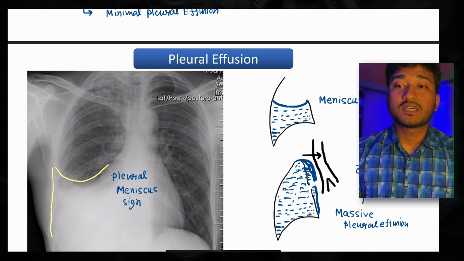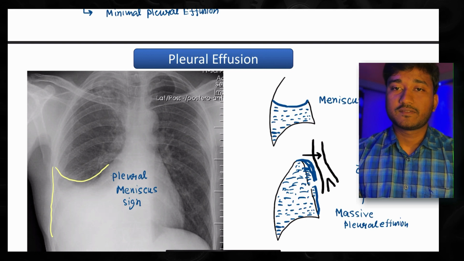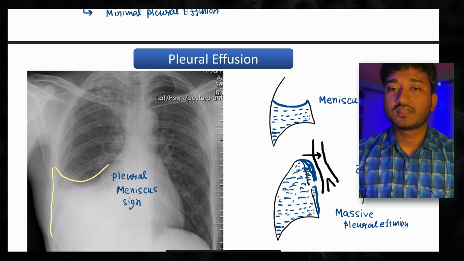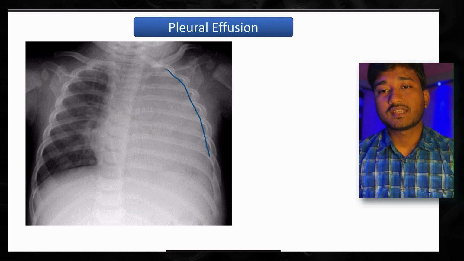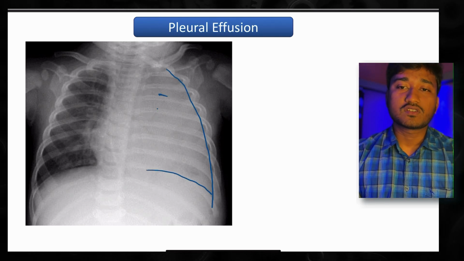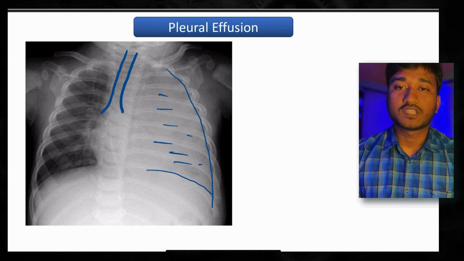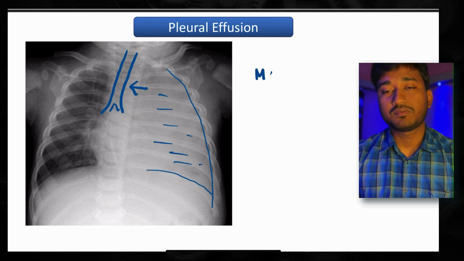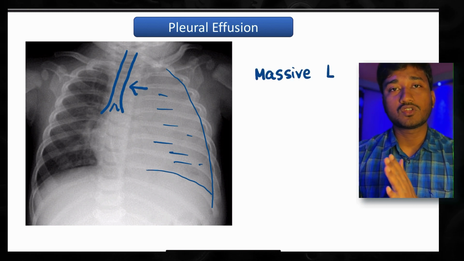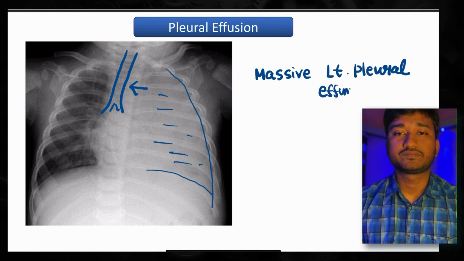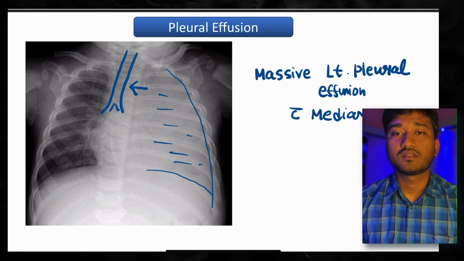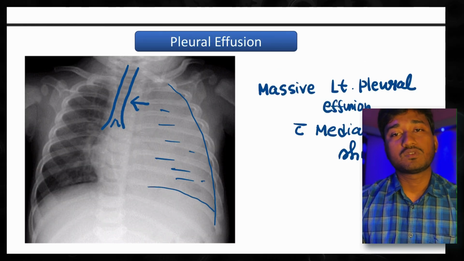With shifting of the mediastinum to the opposite side. Here I will show you a photo. Look at this photo. What happens on the left side? There is too much fluid, a massive pleural effusion, which is pushing the mediastinum to the opposite side. Massive left-sided pleural effusion with mediastinal shifting towards the opposite side.